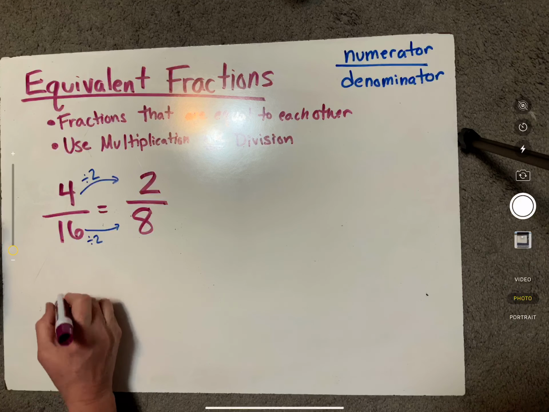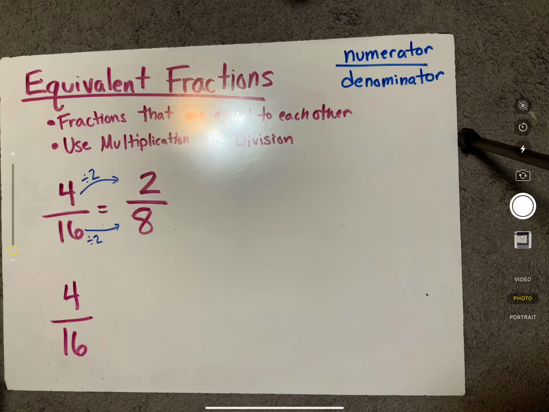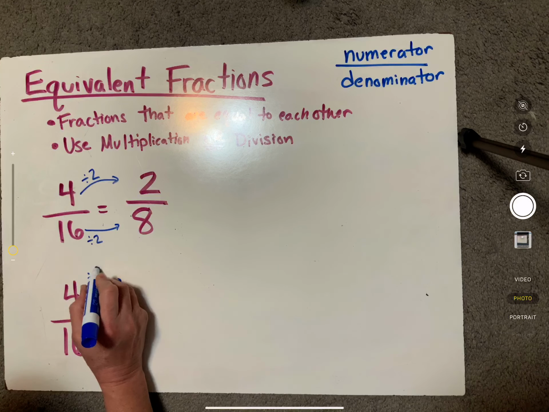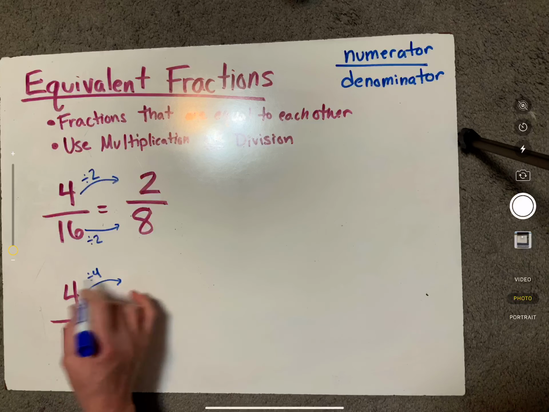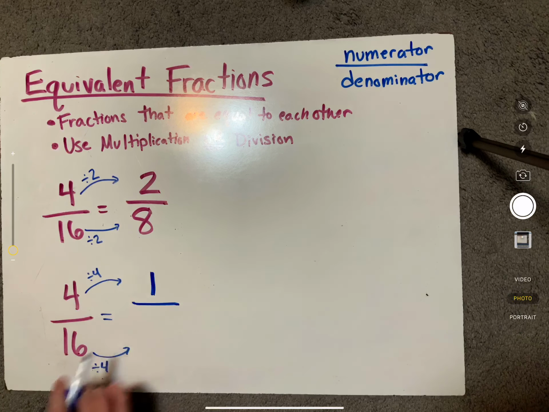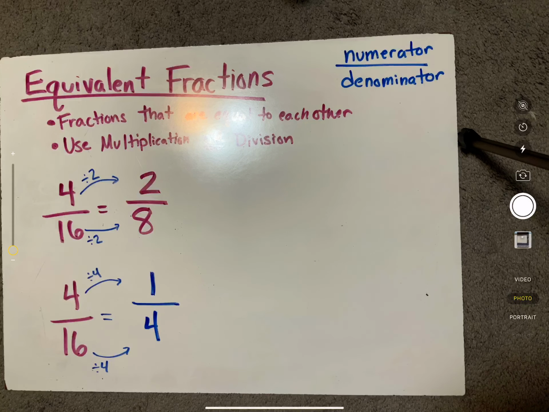If I have 4/16, I cannot divide both of those by 3. Actually, 3 doesn't go into either one of them. I could divide it, however, by 4. That's another thing we could divide this by. 16 divided by 4 goes in evenly, and 4 divided by 4 goes in evenly as well. So 4 divided by 4 is 1, and 16 divided by 4 is 4. Okay? So that would be an example of using division.